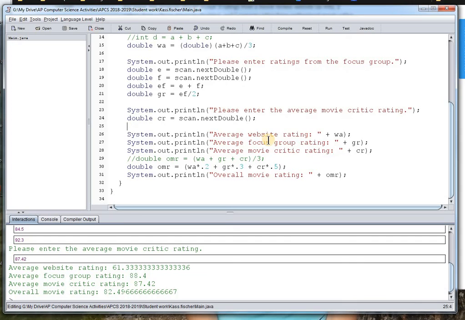So see if you can clean that one up. And let's see, that's good. Critic rating, I like how you use CR for critic rating. That's very good. GR, what's focus group? Oh, GR, group. Good. Okay. Overall movie rating.